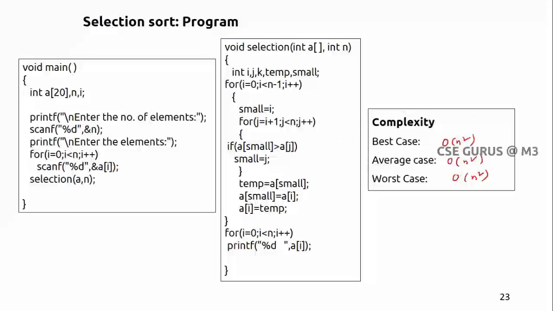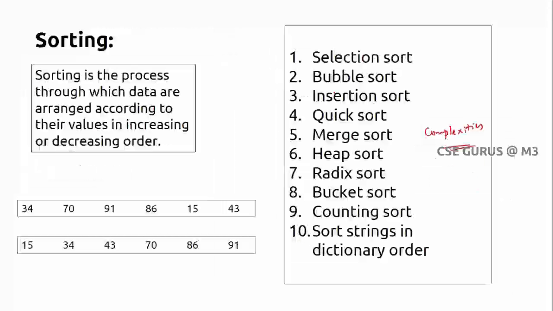So there is no special case where it becomes less than n square. So this is what about the selection sort program. Next we'll see the concept of bubble sort, and of course the special property of bubble sort, that is, how you can get the complexity of big O of n in bubble sort. What is that special case, we'll also see.